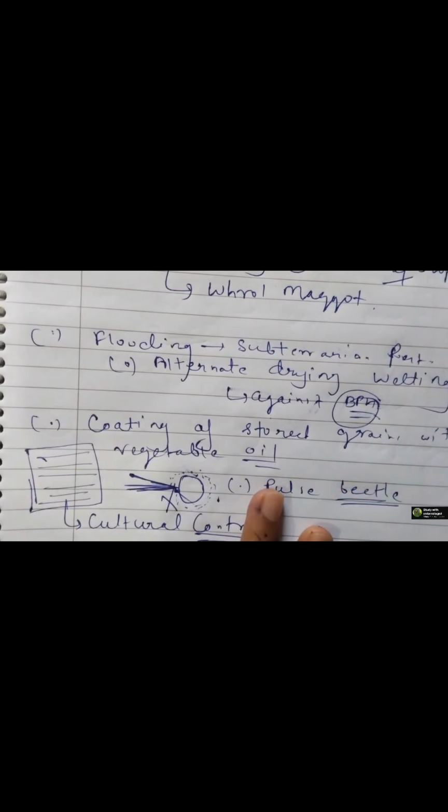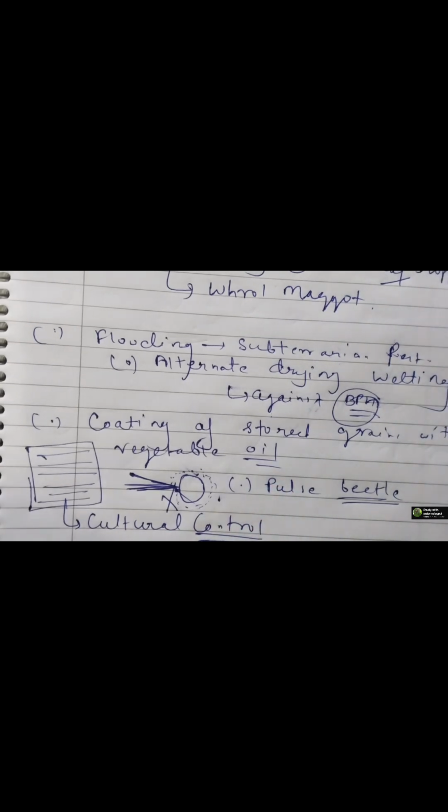These are the cultural controls and very important questions for each and every agricultural exam, whatever you are giving, or even the JRF also and the SRF also. So in the next video, we will start from the physical method of IPM, that is the second tool of curative method.